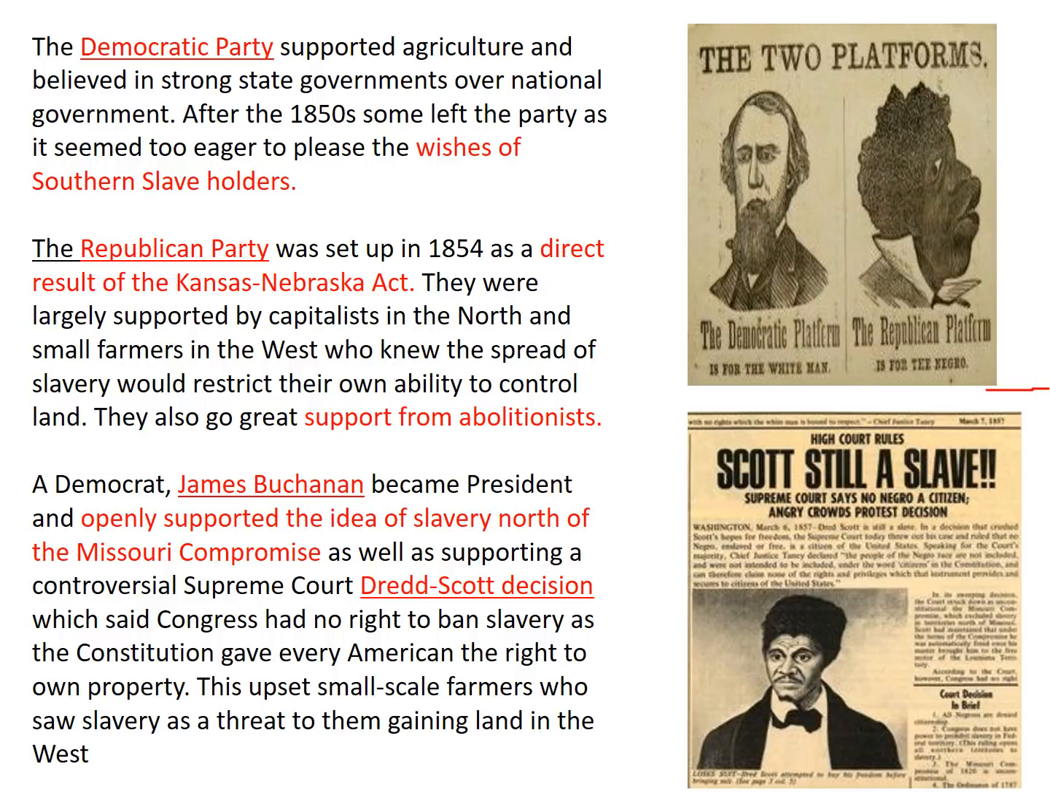And they get great support from abolitionists. We get a Democrat, James Buchanan, become president and openly supported the idea of slavery north of the Missouri Compromise. So at the same time, the Republican Party is fighting, even further swayed by the Democrats. And he supports a controversial Supreme Court judgment, the Dred Scott decision, which said Congress had no right to ban slavery. So it's saying that states have got the power to keep slavery going. So if anything, we got the focus on the South, on those who wanted to maintain slavery.